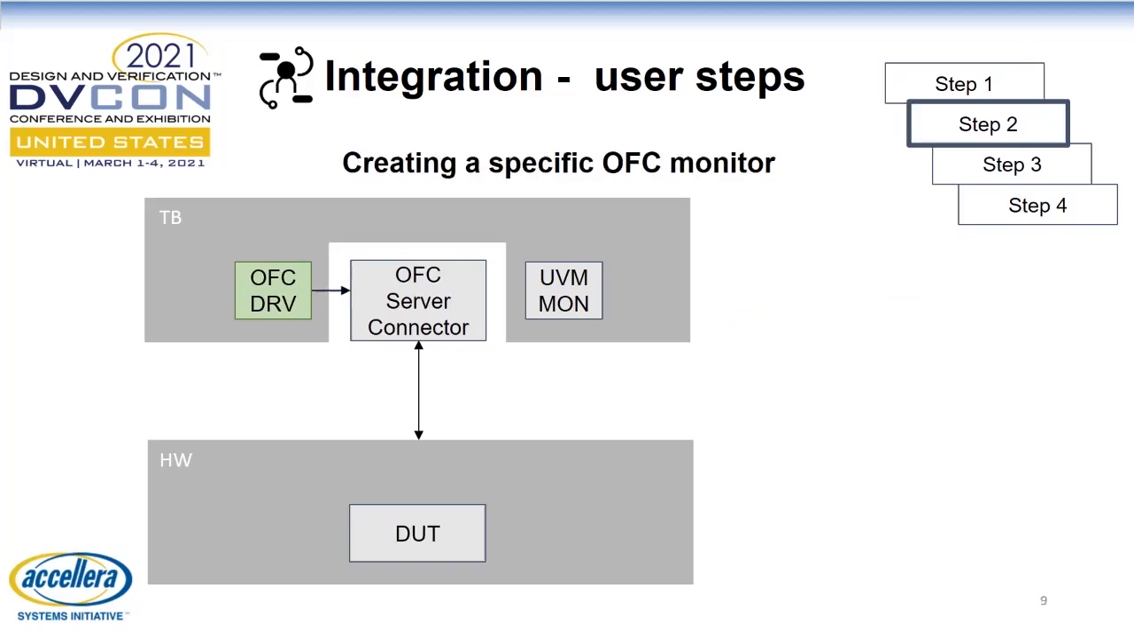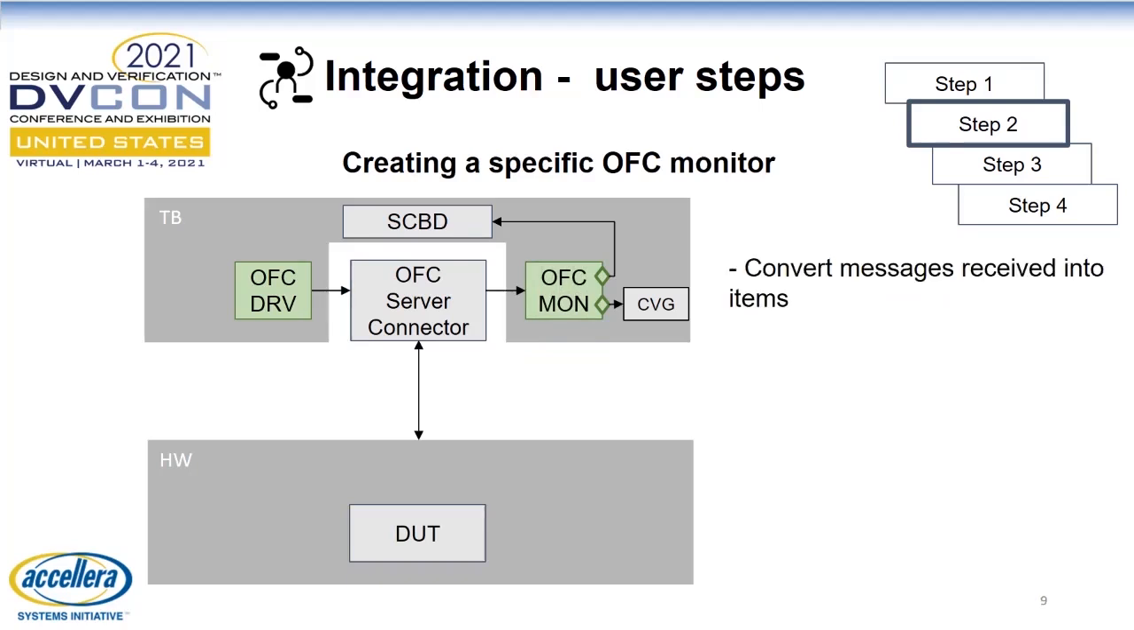The second step for achieving a co-emulation environment using OFC is creating your own OFC monitor. This step is necessary as all items are received within the OFC server connector, and there is no way for the framework to know where to send those items. The OFC framework has no knowledge about your verification environment architecture. The connector receives messages and splits them into string items based on the delimiter.